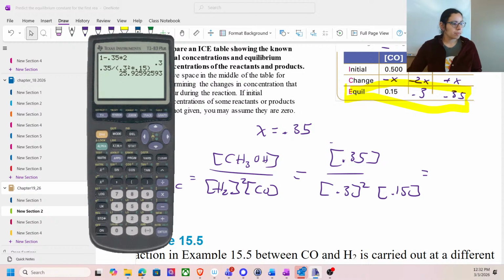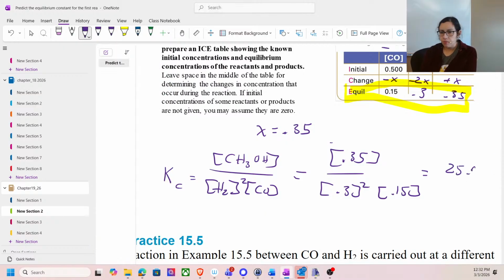All right, so double check this value. Did we get 25.93 for our equilibrium constant? I think I saw some nods over there. Everybody get this? Did we get lost anywhere? Good, good. So 25.93, that's our equilibrium value there.